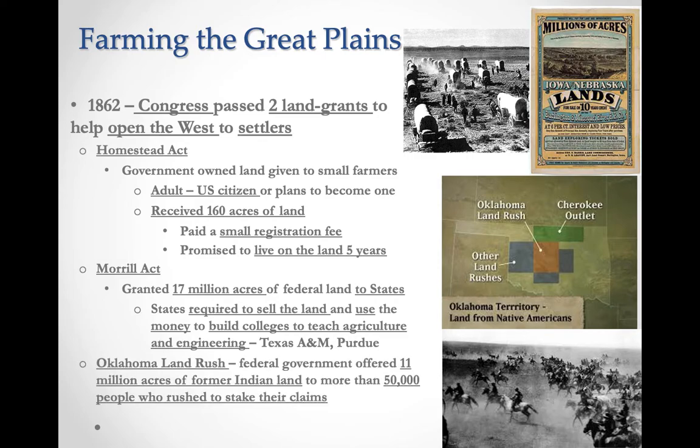The final action of the federal government became known as the Oklahoma Land Rush, when the federal government offered 11 million acres of former Indian land up to settlers who wanted to move to the state of Oklahoma. More than 50,000 settlers responded and rushed to Oklahoma, hoping to stake their claim to this newly available land.